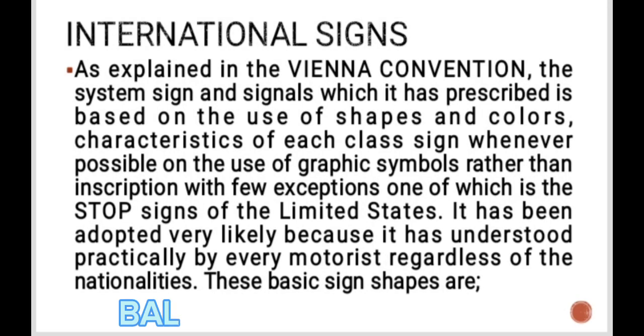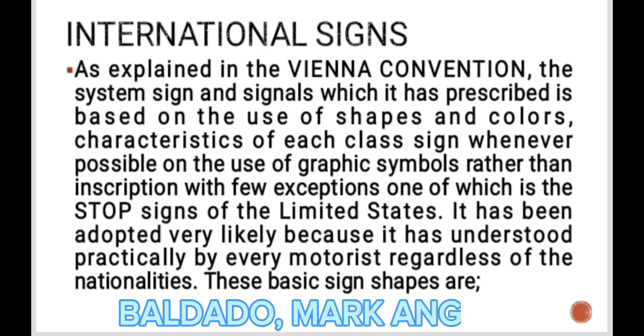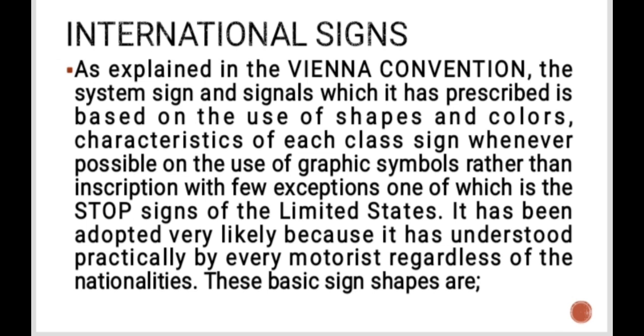Our report today is about international signs as explained in the Vienna Convention. The system of signs and signals which it has prescribed is based on the use of shapes and colors, characteristics of each class of sign, and whenever possible on the use of graphics and symbols rather than inscriptions, with few exceptions, one of which is the stop sign of the United States. It has been adopted very likely because it is understood practically by every motorist regardless of nationality.